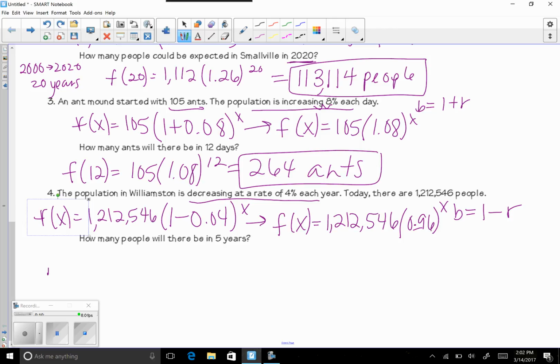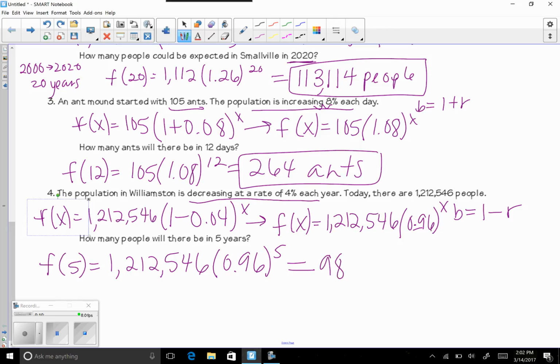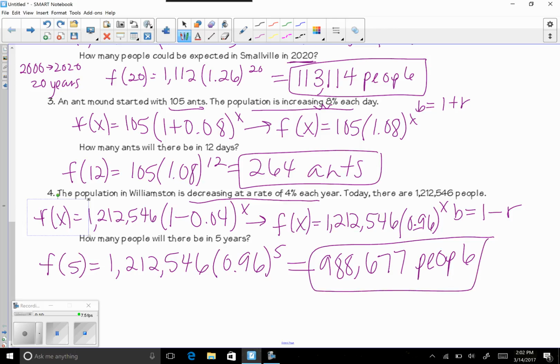So then we plug in. How many people will there be in 5 years? So f of 5 is 1,212,546 times 0.96 to the 5th. Let me plug that in really quickly. And we get 988,677 people, and we round to the nearest whole number because we're talking about people.